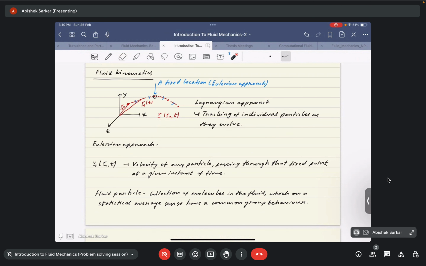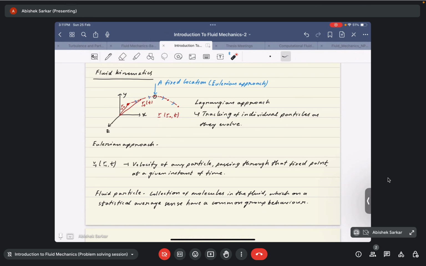A Lagrangian approach involves following a particular particle, say this one, then evaluating its flow parameters at each and every instant of time, and understanding how the parameter changes because of the evolution of this particle through a domain with respect to time. So that's basically the Lagrangian approach.